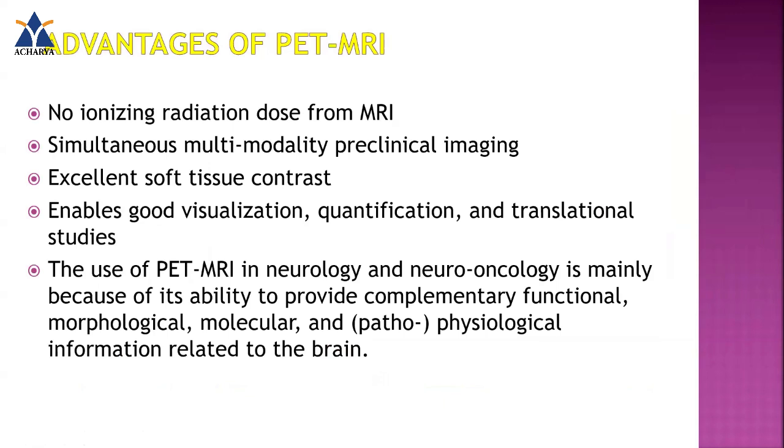As usual, some of the advantages of the PET MRI: no ionizing radiation in the MRI. Simultaneously, multimodality preclinical imaging can be done. Excellent soft tissue contrast. When compared to the PET CT, PET MRI shows excellent soft tissue contrast because we are combining the MRI with the PET, so we will be getting superior tissue contrast.